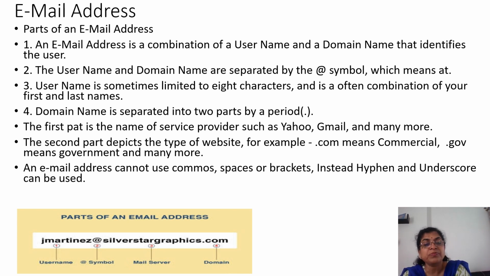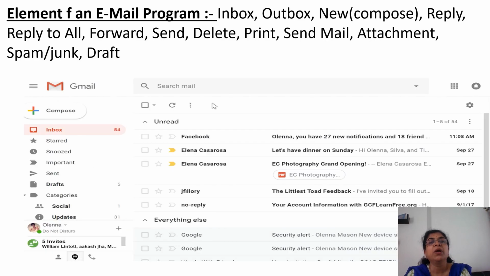Okay. See, the email address is given. Parts of an email address: username, the at the rate symbol, mail server and domain .com, that is for commercial purpose. And here, Silver Star Graphics. This is a group or institution which has given the name for their domain, their area. It's called the domain. Now, elements of an email program: inbox, outbox, new, compose, reply.